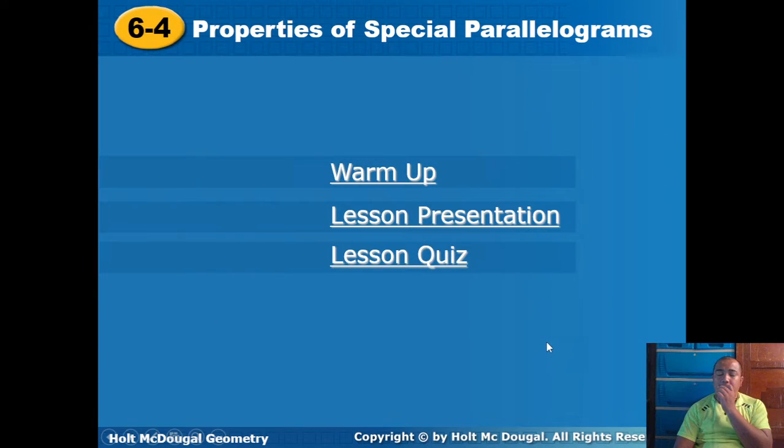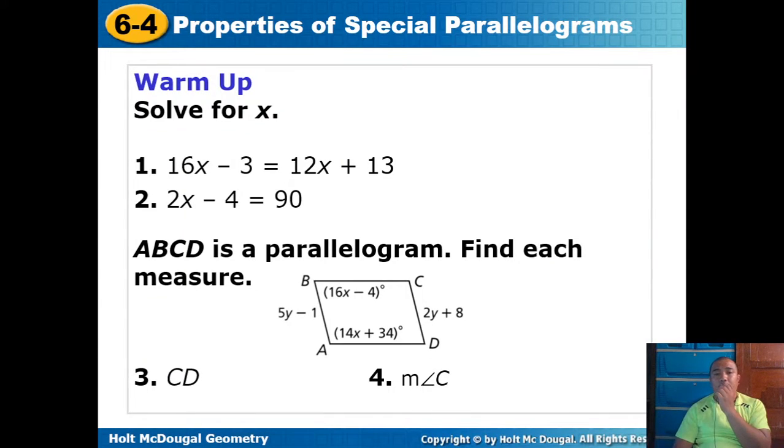Hello, grade 9 students. Let's discuss further the properties of special parallelograms. Before that, let us have first a warm-up. Let us solve for x for number 1: 16x minus 3 is equal to 12x plus 3. What's your answer?